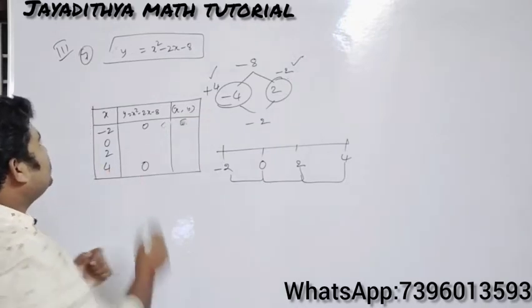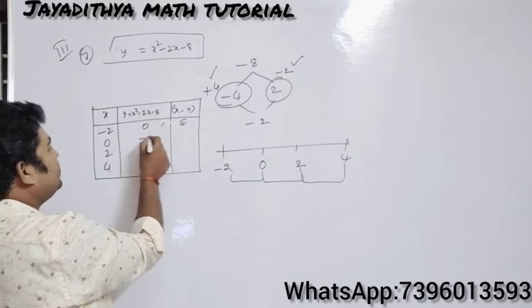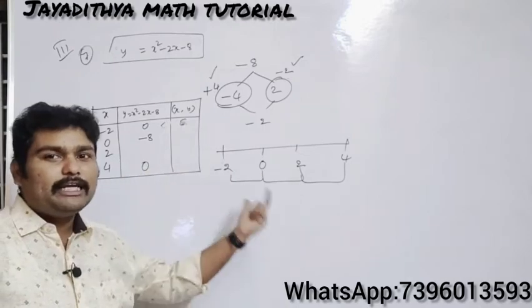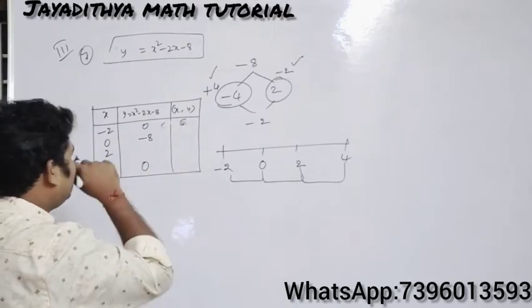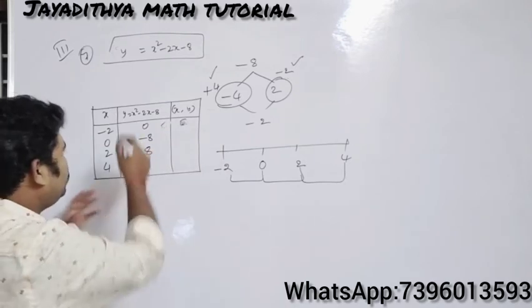Then you take 0 now. If you take 0, 0 square is 0, minus 2x is also 0, and you will get minus 8. And again you need not calculate for 2. If you take equal intervals, you need not calculate for the next one. So this will be again minus 8 only. That will also be minus 8. If you want, you check here.